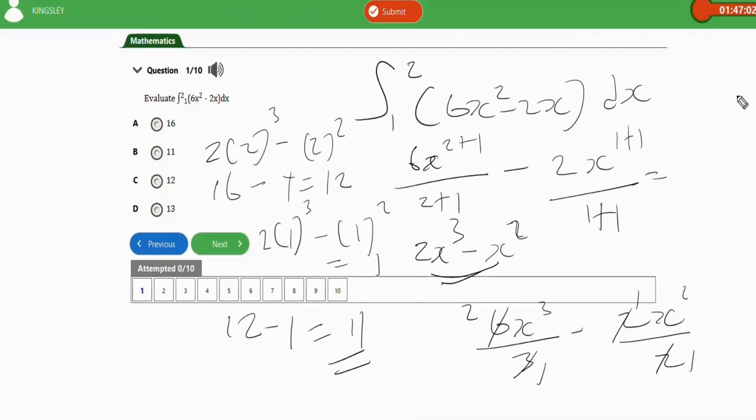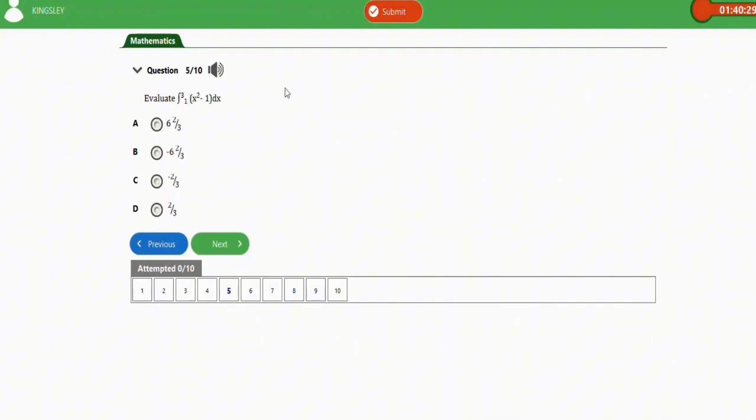Let's now solve the next repeated question. It says evaluate the definite integral of this expression we have here. So let's write the question. We have a definite integral, the function is x squared minus 1 dx. Alright, so the upper limit is 3, the lower limit is 1. So let's integrate what we have in the brackets.